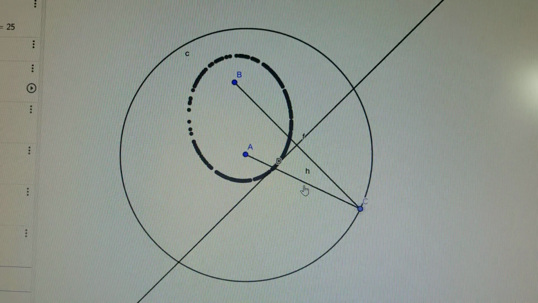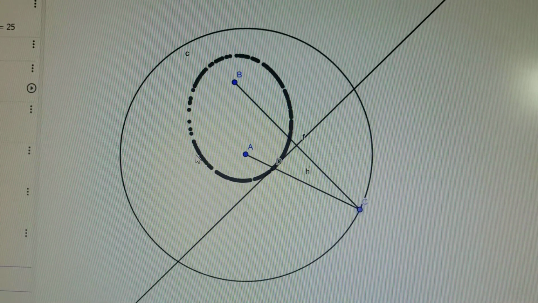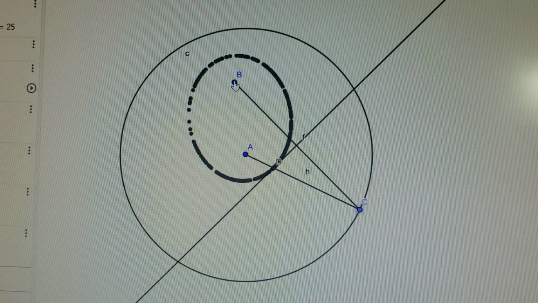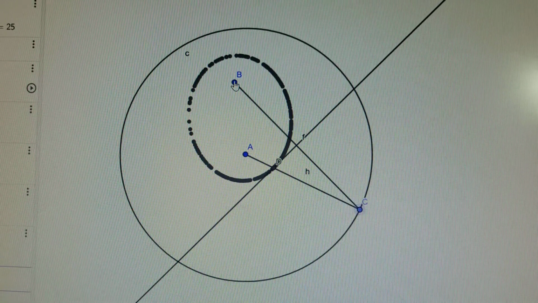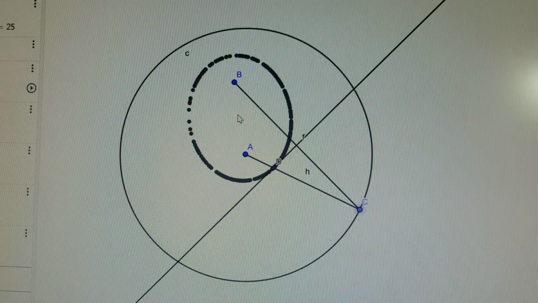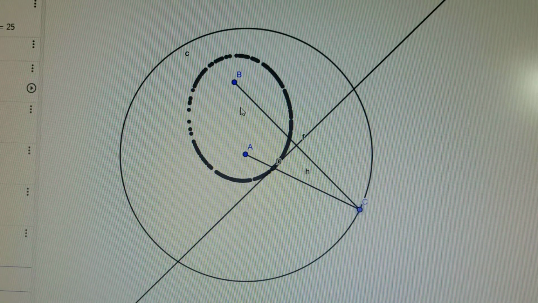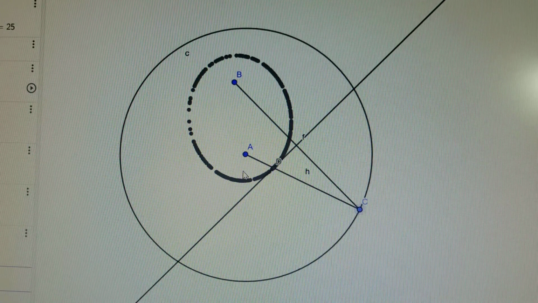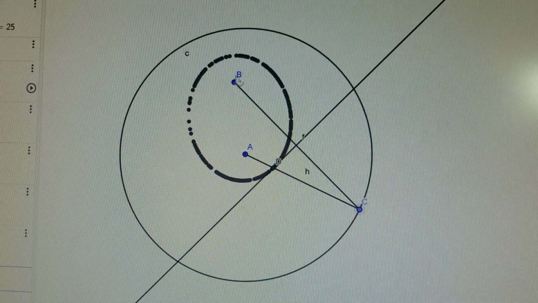Therefore, an ellipse has two focal points. One is the center of the circle. One is a point not on the center. And the center of the ellipse is between these two. These are called foci, the plural of focal point.